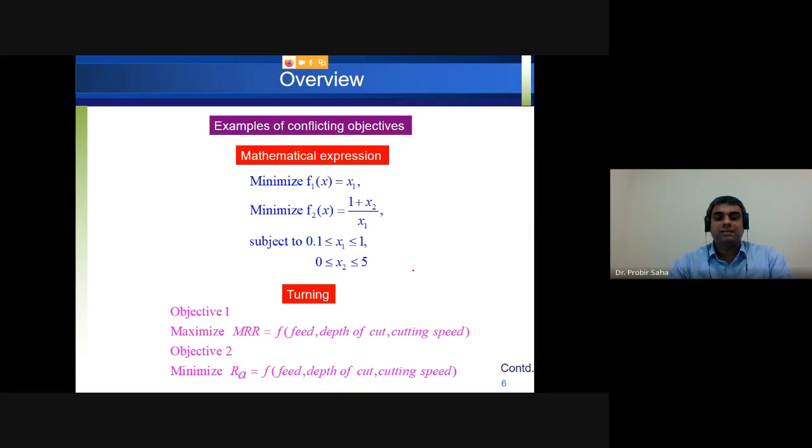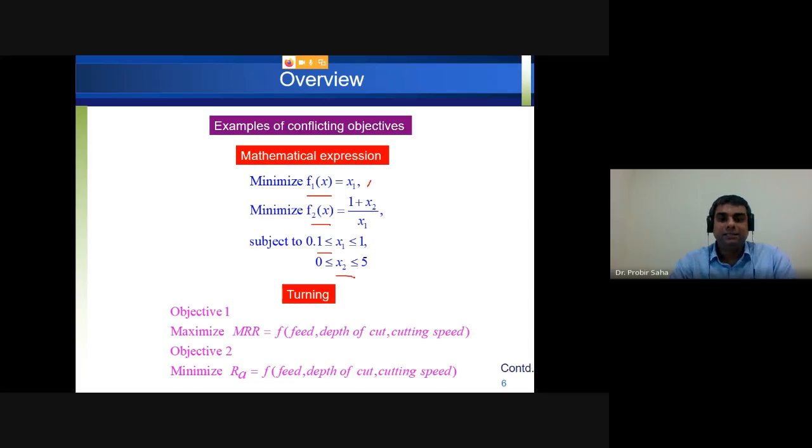So going into another one, this will be easy to understand. If you see a mathematical expression with conflicting objectives, I have given two functions, f1(x) and f2(x). f1(x) is x1 and f2(x) is 1 plus x2 by x1. And the boundaries are x1 varying from 0.1 to 1 and x2 varying from 0 to 5.